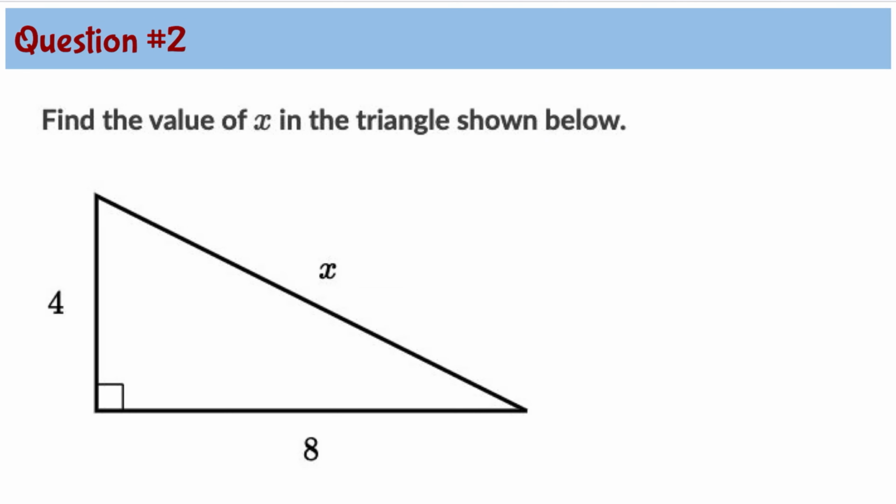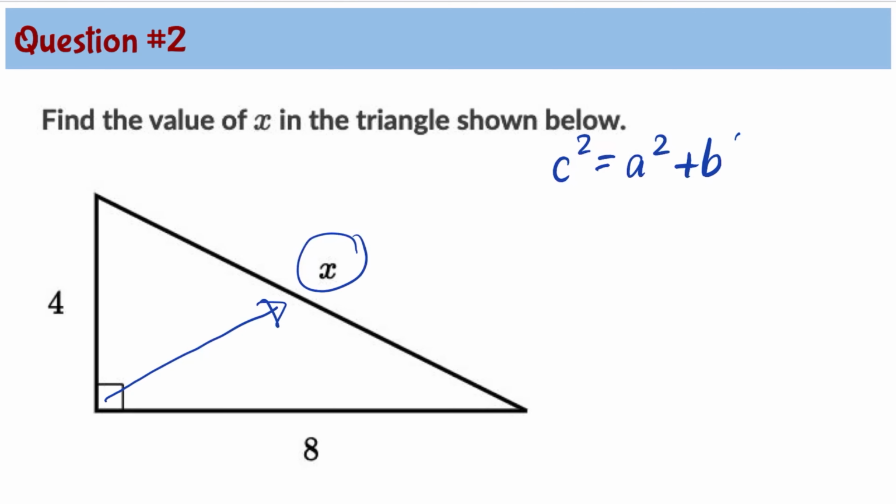Question number 2. Find the value of x in the triangle shown below. In this question, x is the hypotenuse, right? Because this is the right angle, 90 degrees, and x is across that. So x is the hypotenuse. Again, by using the Pythagorean theorem, C squared equals A squared plus B squared, our C is labeled x, so we put x squared. Again, A and B can be interchanged, so we have 4 squared plus 8 squared, or that is 8 squared plus 4 squared.